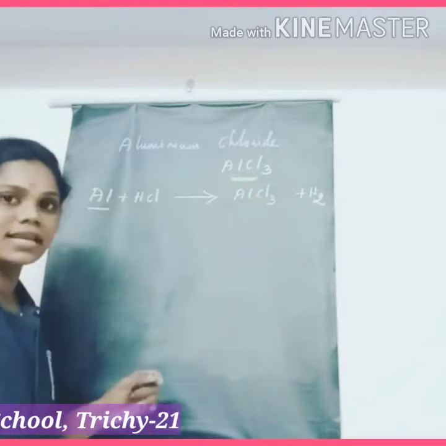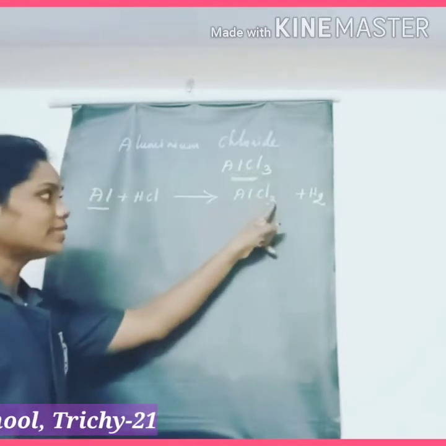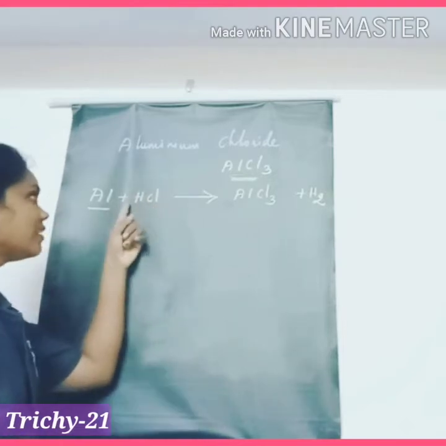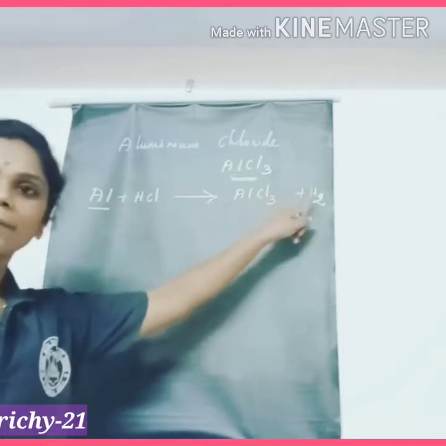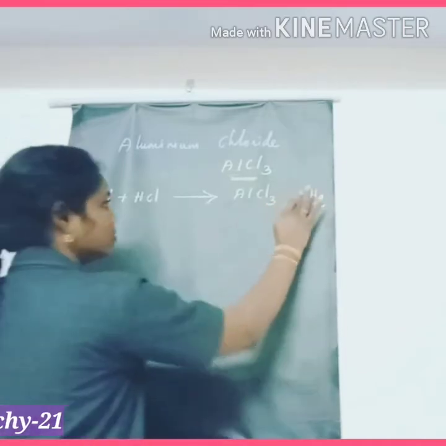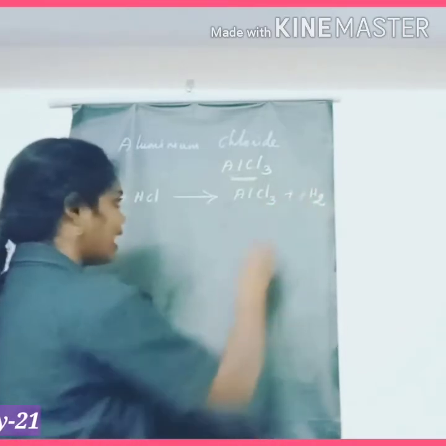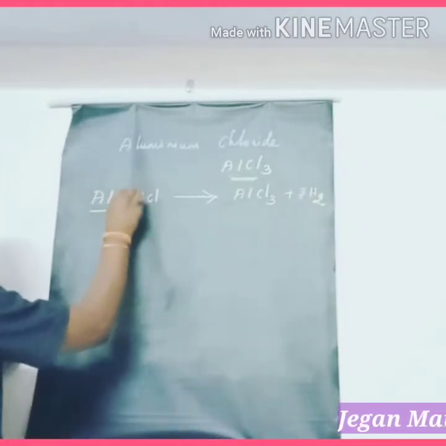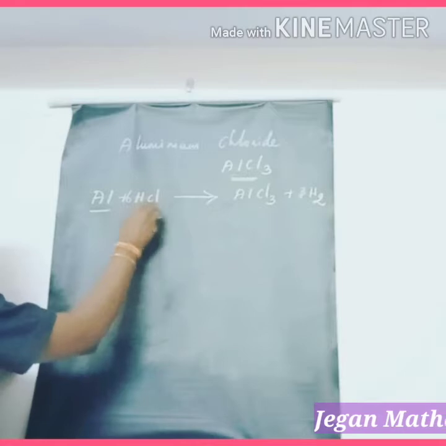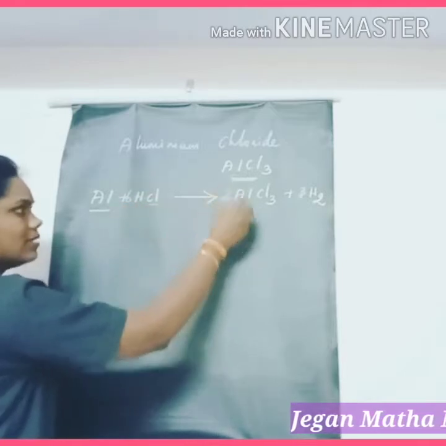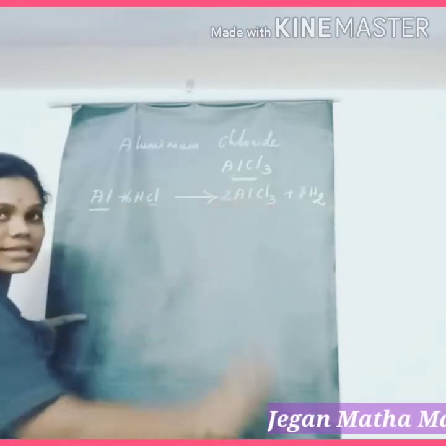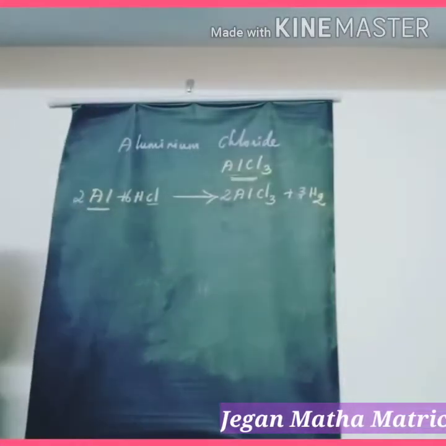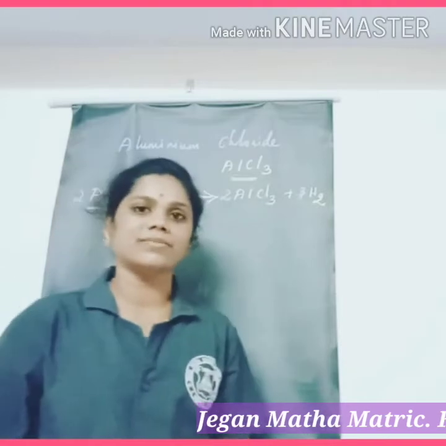Now balance this equation. Here 3 times chlorine, but here only 1 time chlorine. Suppose you put 3 here, means 3 times hydrogen, but 2 times hydrogen is here. So I put 3 times hydrogen. Now 3 2s are 6, so 6 times hydrogen. Chlorine 6 times, so 2 times 3 is 6. So aluminium 2 times. So here 2 times aluminium. Now the first equation is balanced.